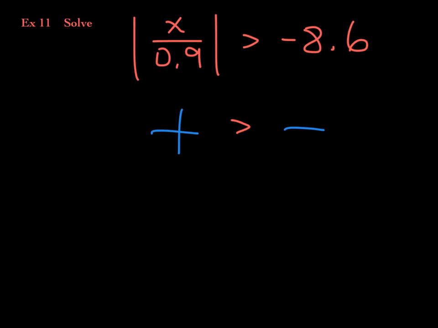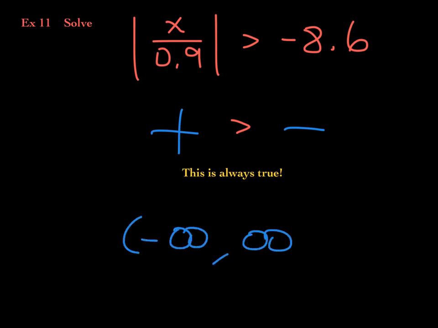Now here comes my question. When will something positive be more than something negative? All the time. That's right. This relationship is always true. So then your final answer is all real numbers. No matter what real number you plug in, the absolute value of this expression will always be more than this negative value, no matter what you plug in. Okay, so all real numbers is our final answer.